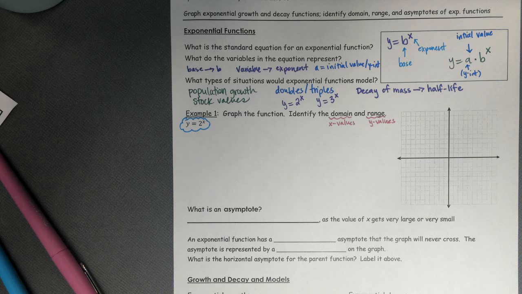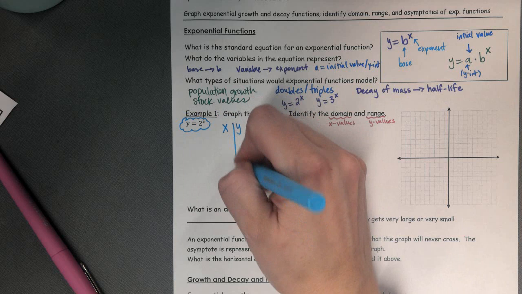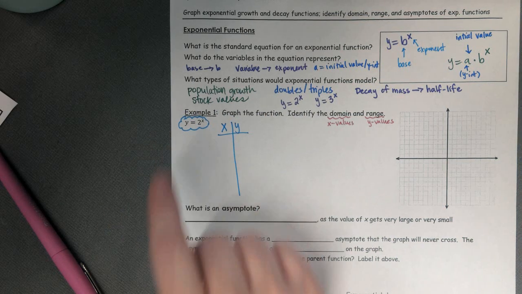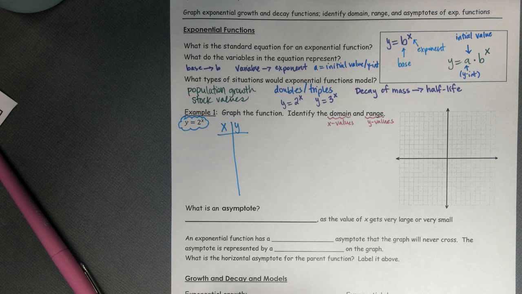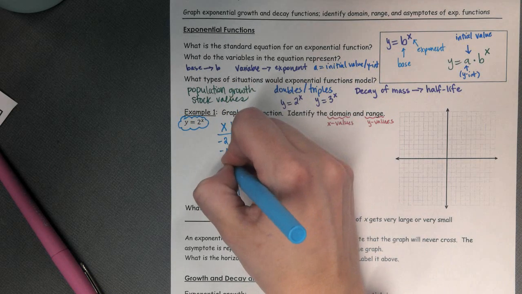All real numbers. Okay? And for the range, we're going to be looking at the graph. So for every graph we make, we're going to be making a table of values. We are going to be using our graphing calculator, but with this one, we really don't need to. Let's review some of our exponential rules.